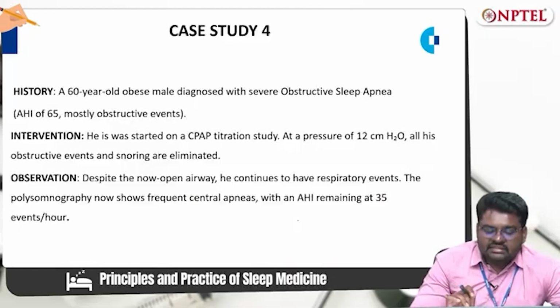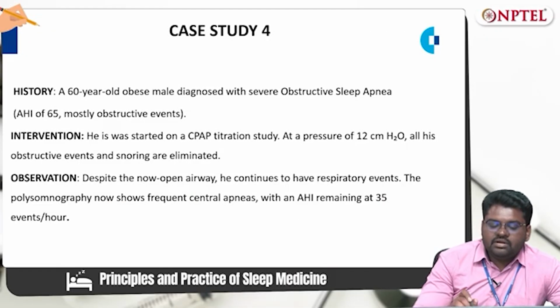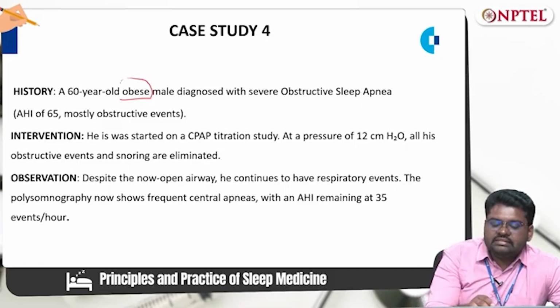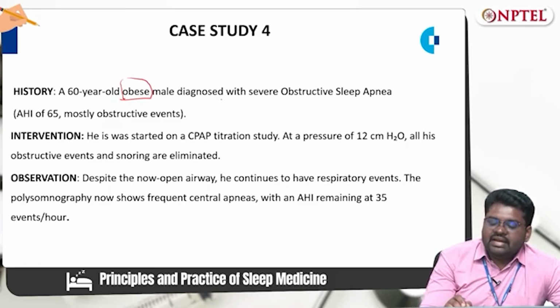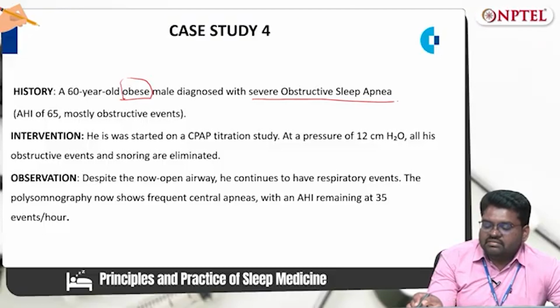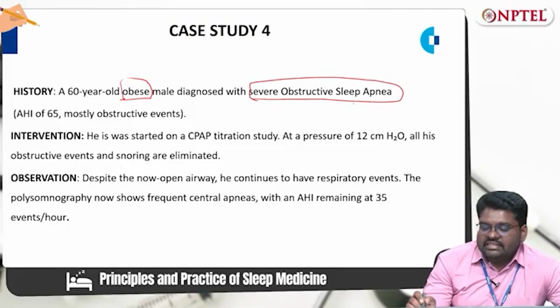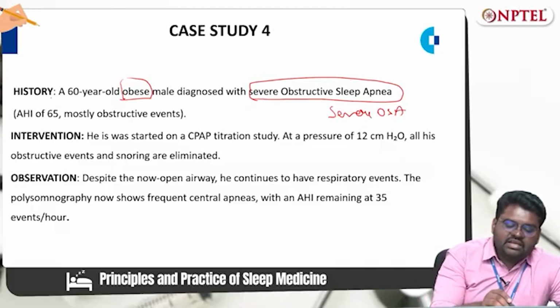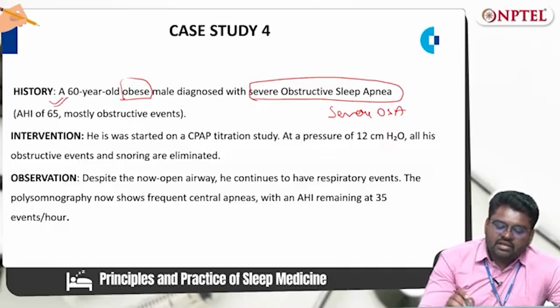The fourth case here is a 60-year-old obese male diagnosed with severe obstructive sleep apnea. So the patient is already diagnosed with severe OSA, with an AHI of more than 65, mostly obstructive events. So the first polysomnography showed obstructive events.